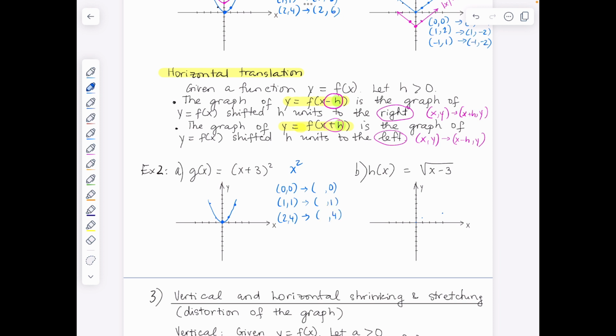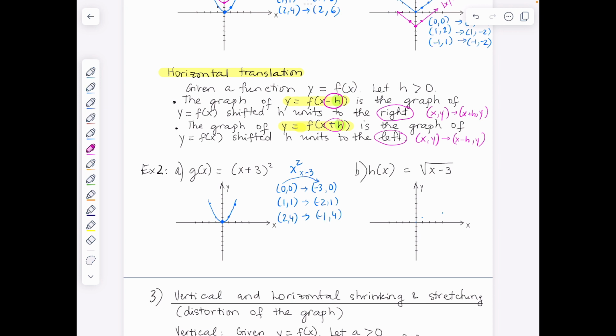And as for the x coordinate, now this is plus 3, so it's the scenario where the graph is shifting left. So we're going to replace all these x's by subtracting 3 from the original x. So we're going to take x minus 3 every time. So 0 minus 3 is negative 3. 1 minus 3 is negative 2, and 2 minus 3 is negative 1.